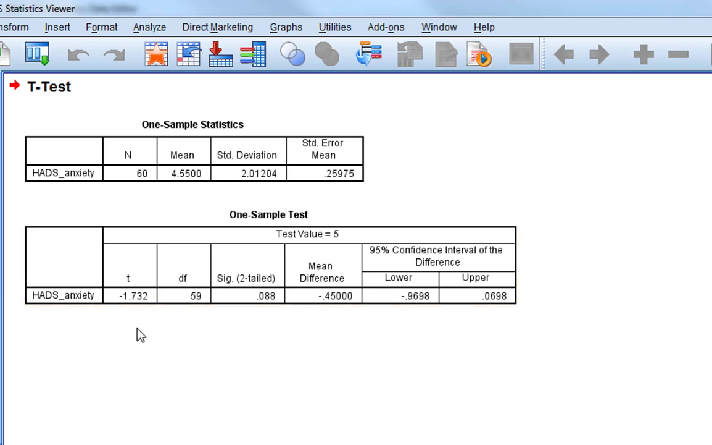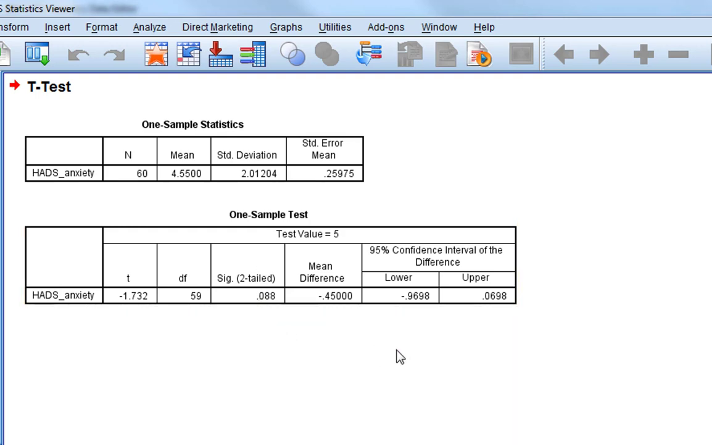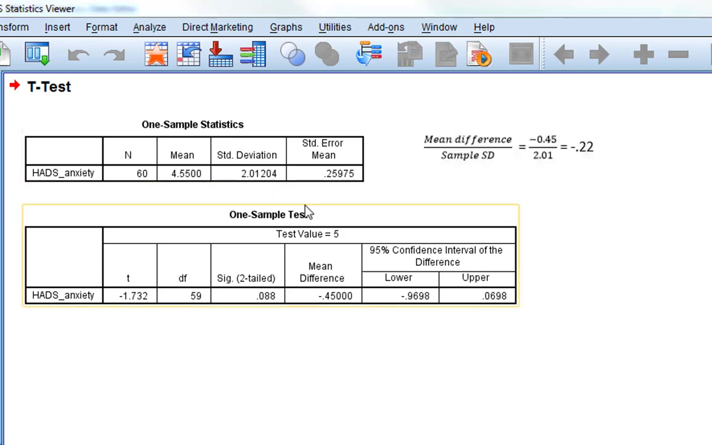So again, we'd write this up. There's no statistically significant difference in scores on the HADS anxiety subscale in the sample compared to what we'd expect from this population, and we'd report our t statistic, its degrees of freedom, and p-value as well. Again, you can also compute Cohen's d for this. First of all, we could do our calculation where we divide the mean difference of minus 0.45 by the standard deviation of the sample, 2.01, and this gives us a Cohen's d of minus 0.22.